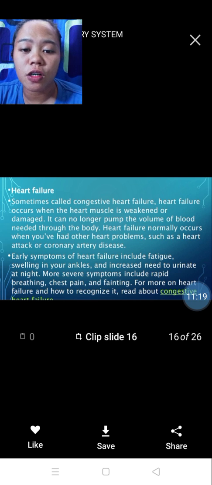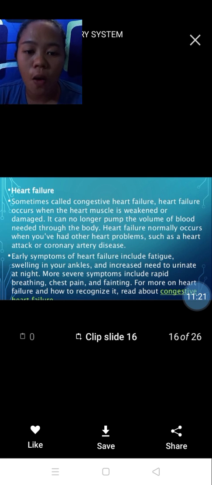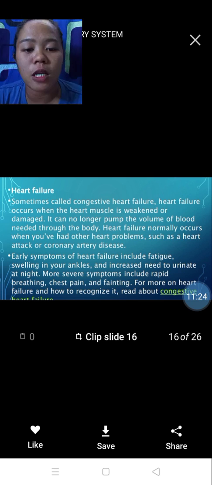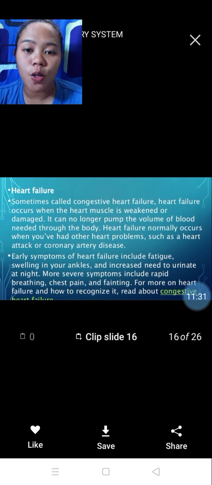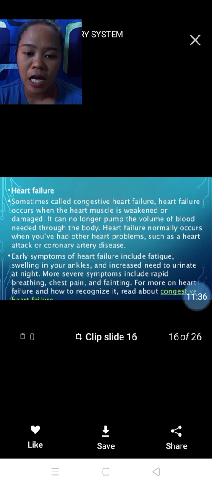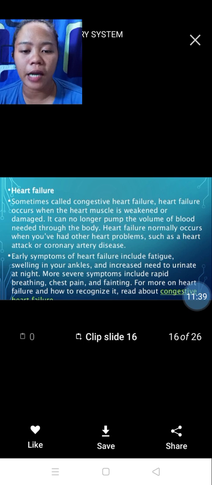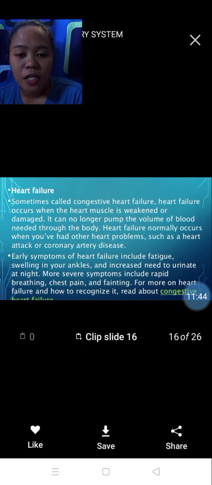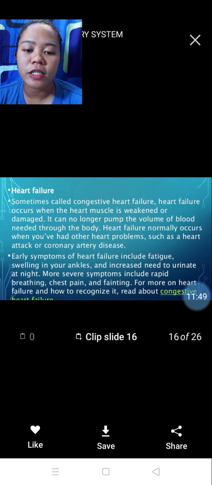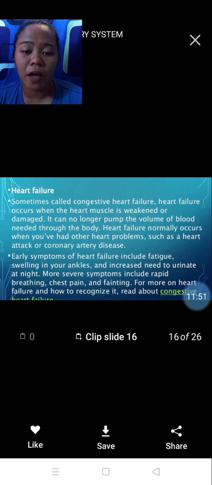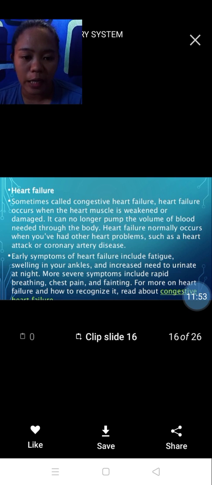So, heart failure. It is sometimes called congestive heart failure. Heart failure occurs when the heart muscle is weakened or damaged. It can no longer pump the volume of blood needed throughout our body. Heart failure normally occurs when you've had other heart problems, such as a heart attack or coronary artery disease. Early symptoms of heart failure include fatigue, swelling in your ankles, and increased need to urinate at night. More severe symptoms include rapid breathing, chest pain, and fainting.